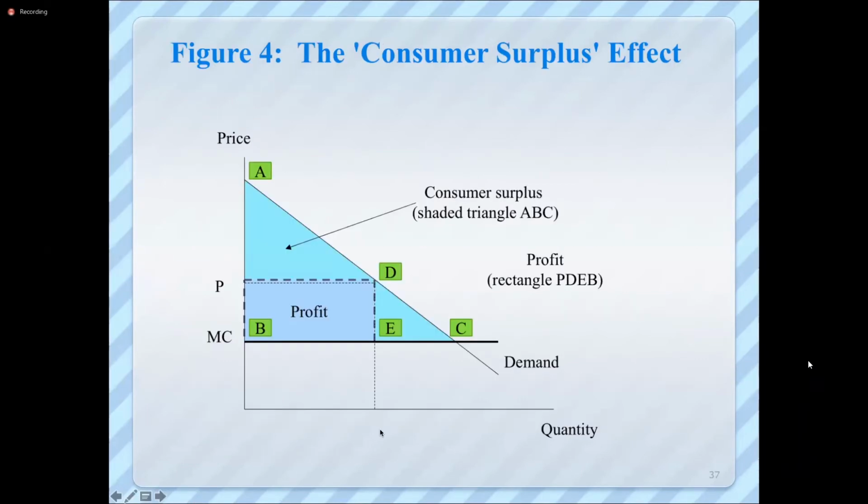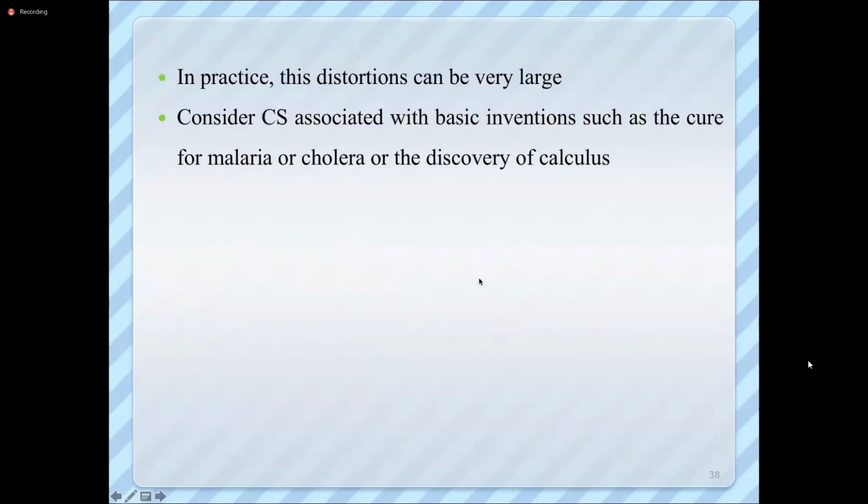Even if the patent is only for a particular number of years, maybe 10 to 15 years, after that you may get some royalty payment, but as a creator, as an inventor, I may feel that I'm not compensated enough. In practice, this distortion can be very large. So, for example, consider the consumer surplus associated with basic inventions such as the cure for malaria, cholera, or the discovery of calculus.